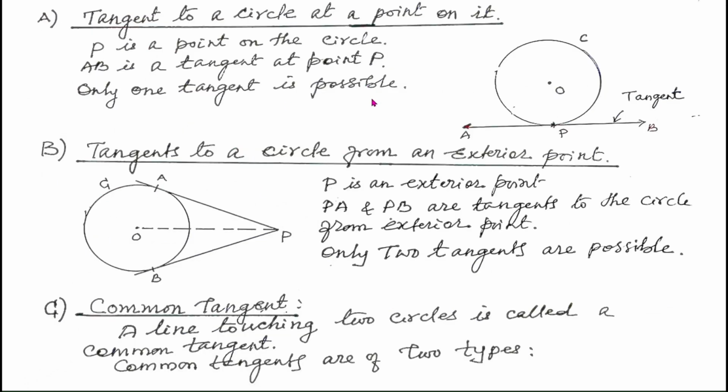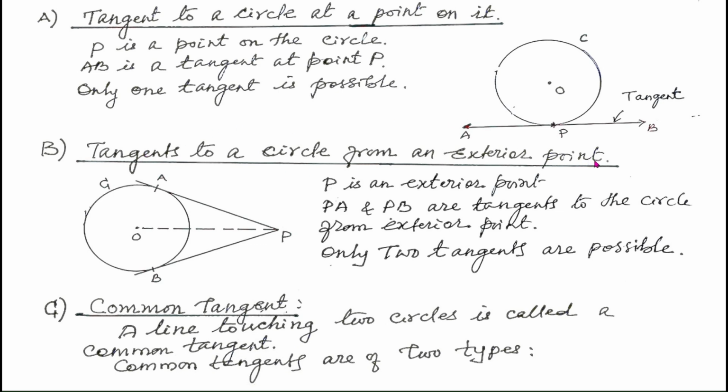Now the first type of tangent is the tangent to a circle at a point on it. Now we have a circle with center O. P is a point on the circle, and APB is a tangent which passes through point P, and P is the point of contact. Please remember that. So P is a point on the circle, and now how many tangents can be drawn to the circle through P? Only one tangent. Therefore, for a tangent to a circle at a point on it, at point P on the circle, only one tangent is possible. Remember that.